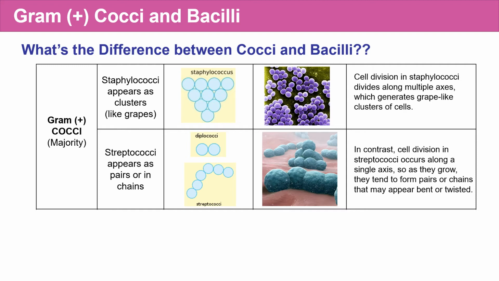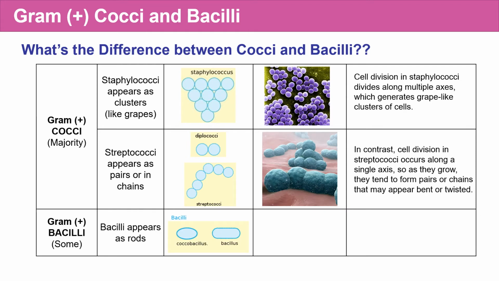Streptococci, on the other hand, appears as pairs or in chains. So you can see the diplococci and streptococci there. And so in contrast, when cell division occurs in streptococci, they occur on a single axis, not a multiple axis. So they grow and form pairs or chains, which can either be bent or twisted. The other group are gram-positive bacilli, and bacilli appear as rods, so their structure are more long and elongated, not circular.